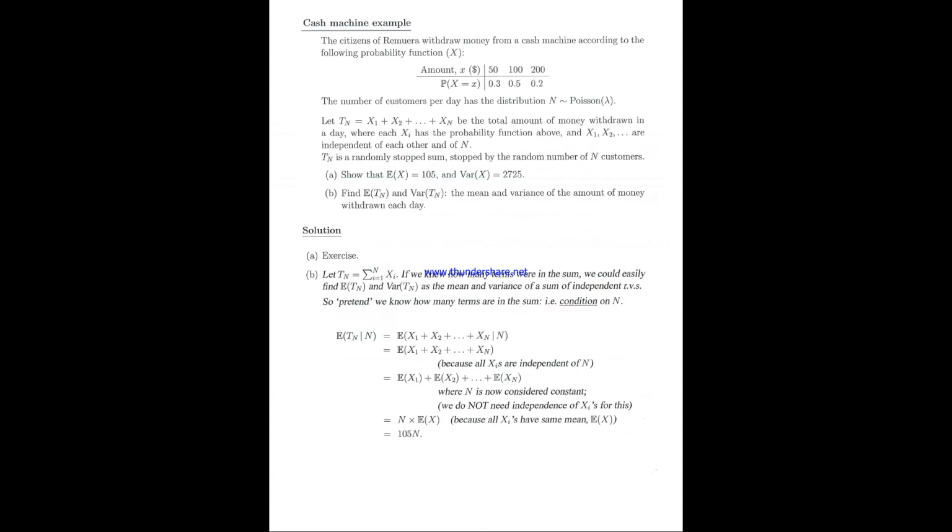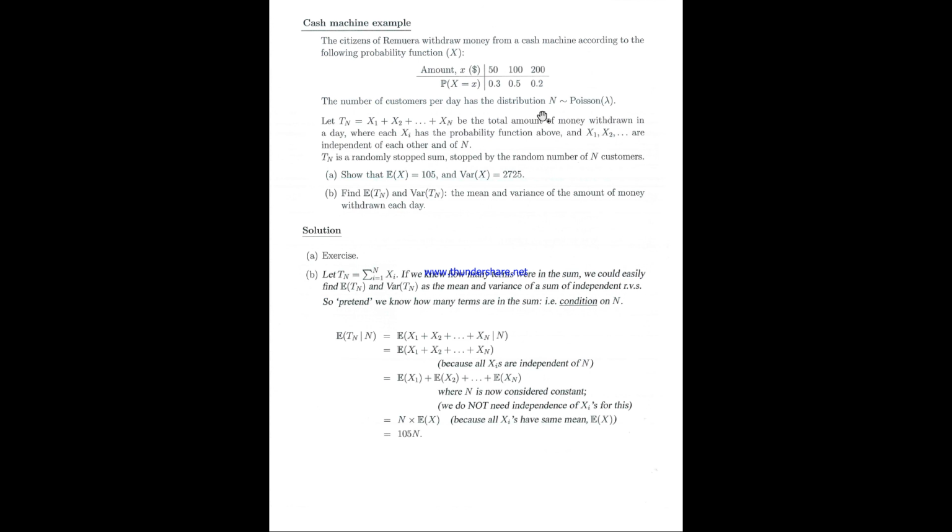Right. So let's illustrate our problem for the randomly stopped sum using the ATM machine example. Let's say in a particular city, customers are withdrawing money. If you take X as the amount of money they withdraw, we are given the probability function of X. Here the customers have withdrawn 50, 100 and 200, and the probability of withdrawing 50 is 0.3, 100 is 0.5 and 200 is 0.2.